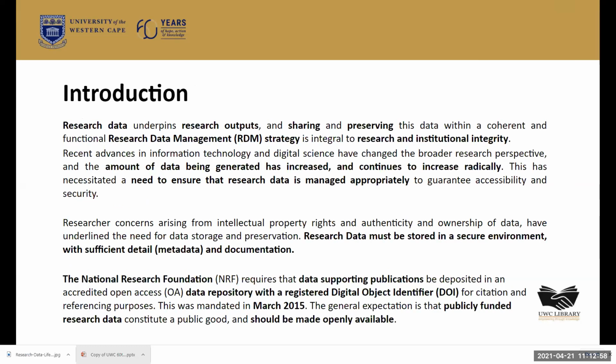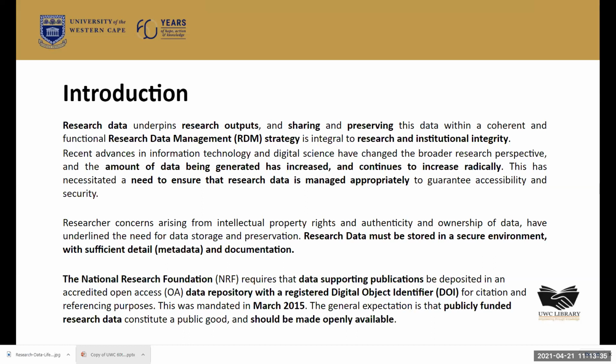Okay, so moving on to the introduction. This is an extract from the policy itself. But what it basically says is that, as far as the world is concerned, we are generating and collecting more research data than at any other time in history. Not all data is research data, but the amount of data is substantial. And as a result, for a university, we do need to make sure that any data that we collect is managed and made available in an appropriate manner.